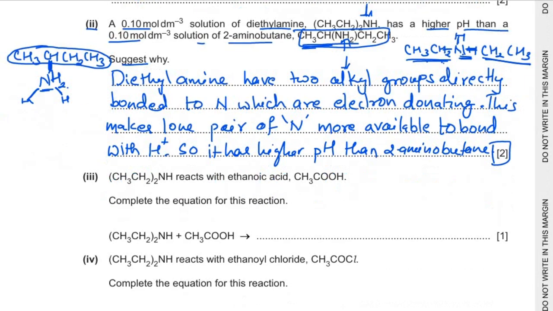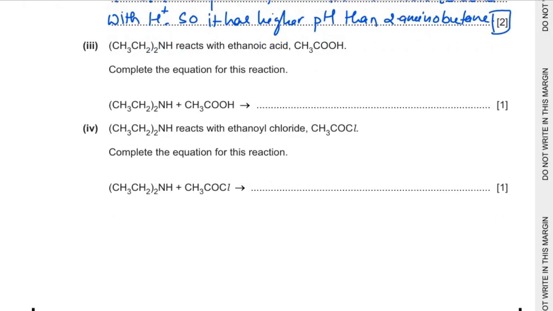So these 2 valid points are acceptable for 2 marks. The third part is again that diethylamine reacts with the ethanoic acid given here. Complete the equation for this reaction. Now understand, this is an acid-base reaction. Acid-base reaction is going to make a salt. Now in this what happens is the H plus of the acid is accepted by the base.